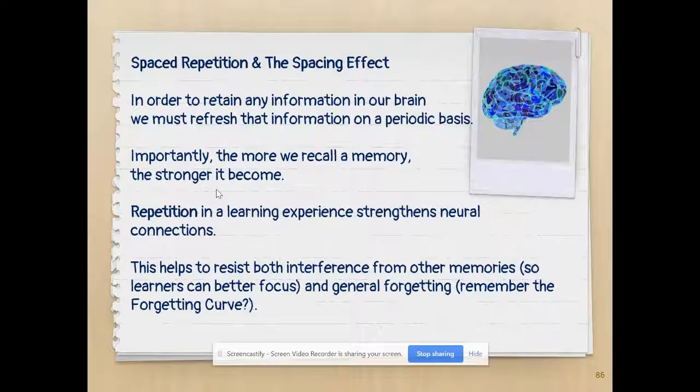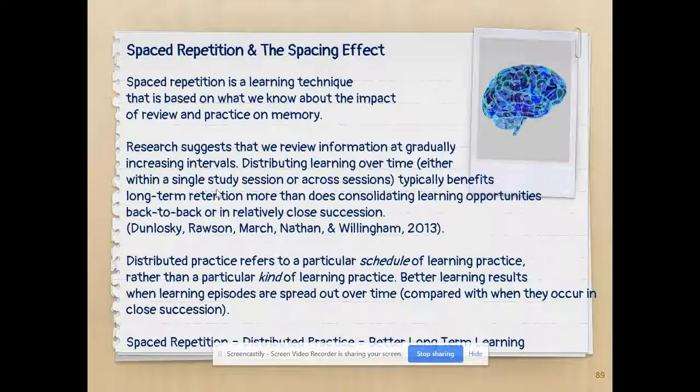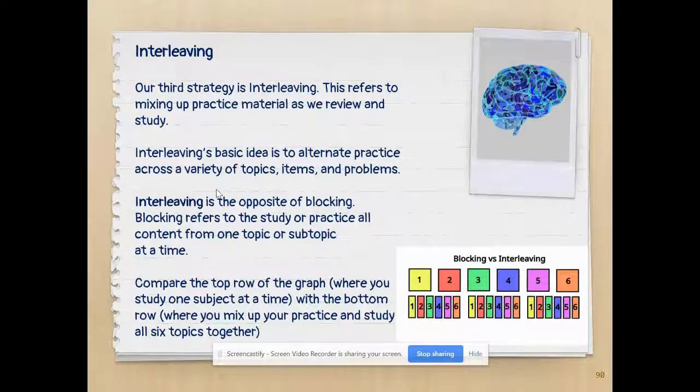In order to retain any information in our brain, we must refresh that information on a periodic basis. The more we recall a memory, the stronger it becomes. This is referred to as repetition, and spaced repetition in particular. Spaced repetition is a learning technique that is based on what we know about the impact of review and how it influences memory. The third strategy is interleaving, and what this refers to is mixing up practice materials as we review and study.